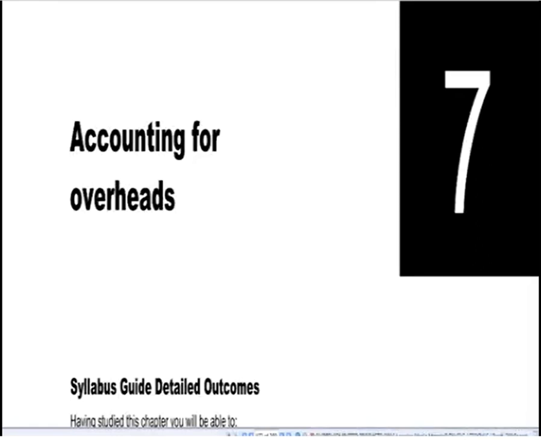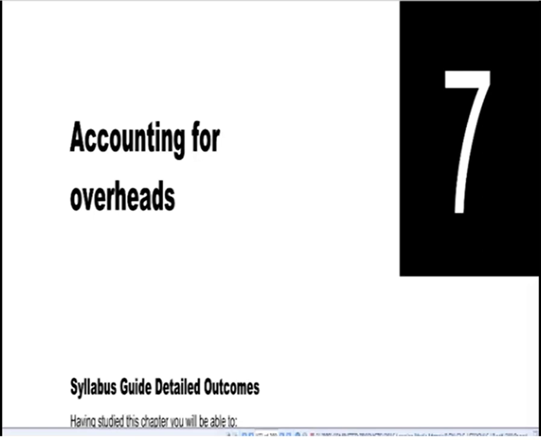Welcome to Chapter 7. In this chapter we're going to consider how to account for overhead costs. This is a really important chapter in your studies as it covers lots of different issues that could arise in the exam in relation to the accounting for overheads. What we're going to look at in this chapter is the treatment of fixed overheads under both absorption costing and marginal costing principles. And this is one of the most important areas that you'll cover in your management accounting studies.